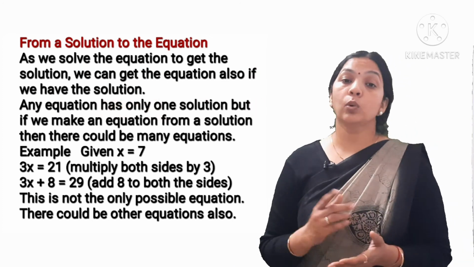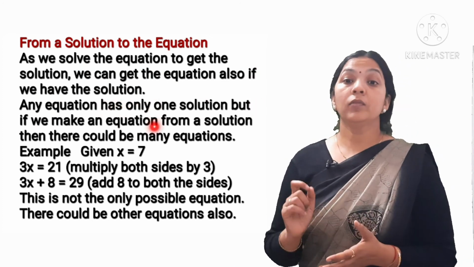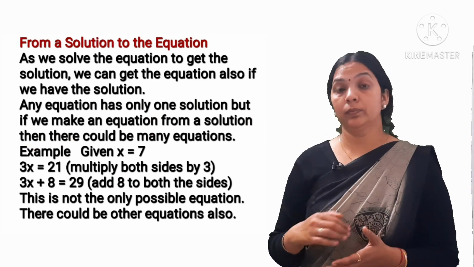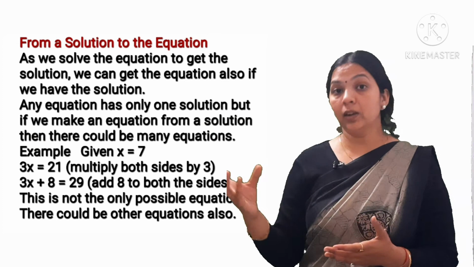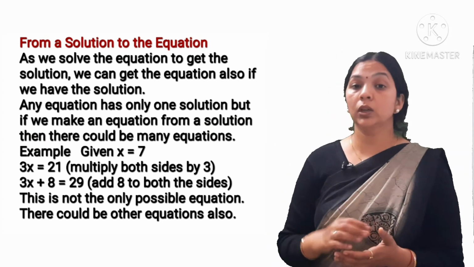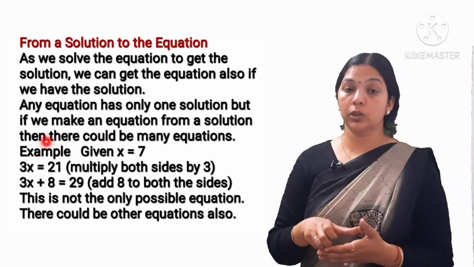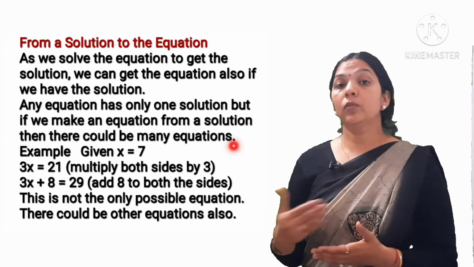Any equation has only one solution, but we may have an equation from a solution. It means if we want to form an equation for a particular solution, then we may have so many equations for the same solution. So it could vary from person to person.